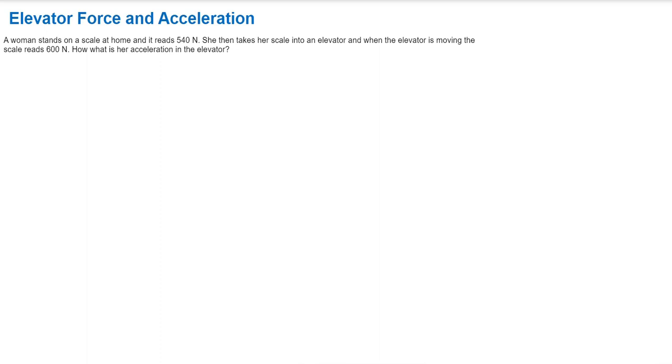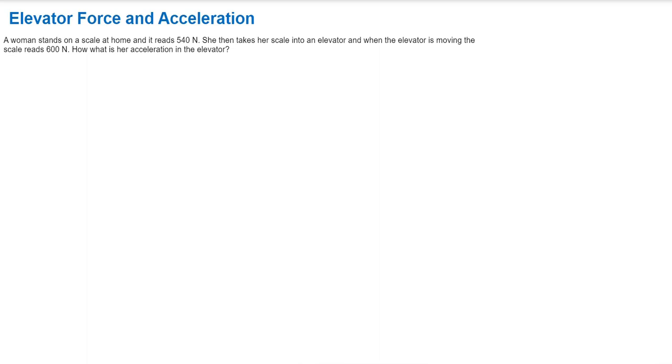So we have a woman that stands on a scale at home and it reads 540 newtons. So remember, weight is a force, and the force that she's exerting on the scale when it's not moving at home is 540 newtons. And then she takes the scale into an elevator, and the elevator is moving and it reads 600 newtons. So we want to know what her acceleration is based on what the scale is reading when the elevator is moving. So you'll see a lot of these problems where you have a person in an elevator with the scale. That's kind of weird, but it gets the point across.